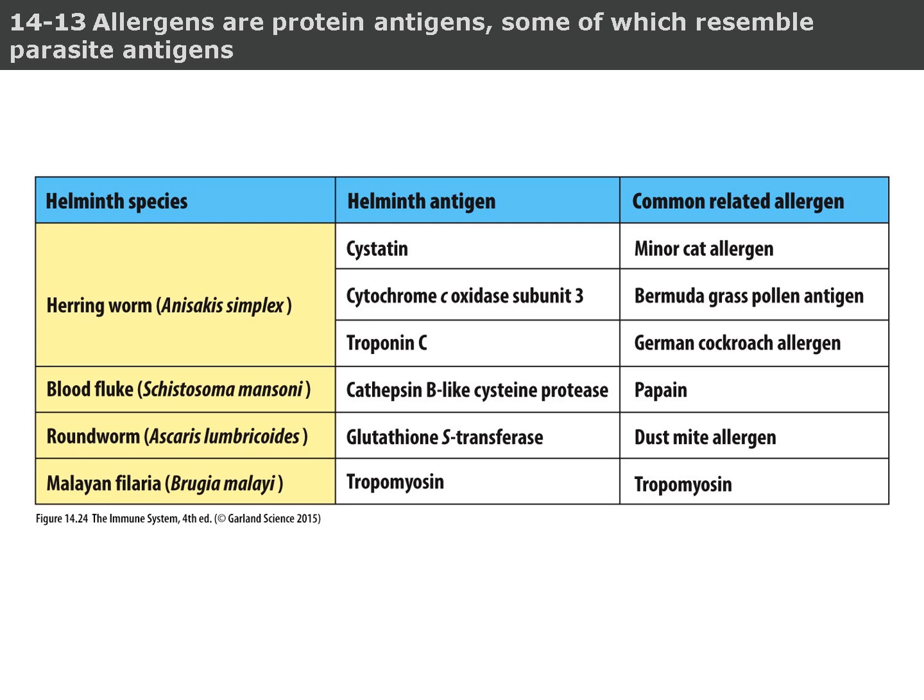Certain helminth antigens closely resemble allergens that trigger immune responses in humans. The herring worm produces cystatin, cytochrome C oxidase subunit 3, and troponin C, which are similar to allergens for minor cat dander, Bermuda grass pollen, and German cockroaches. Blood fluke antigens, such as cathepsin B-like cysteine protease, share similarity with the papain allergen. Roundworm produces glutathione S-transferase, related to dust mite allergens. Malayan filaria expresses tropomyosin, which matches the same allergen found in environmental exposures.